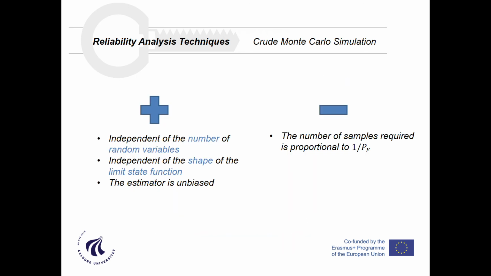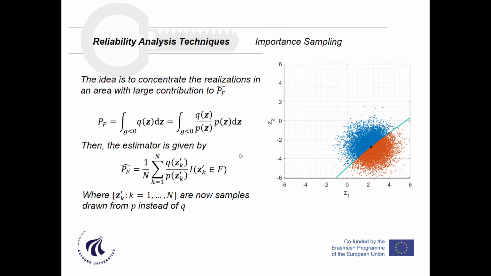So the main advantage of Crude Monte Carlo simulation is that it's independent of the number of random variables. It is also independent of the shape of the limit state function, it doesn't matter if it's linear or not, and the estimator is unbiased. But the main disadvantage is the fact that the number of samples required is proportional to 1 divided by the failure probability. So this is why importance sampling plays an important role.